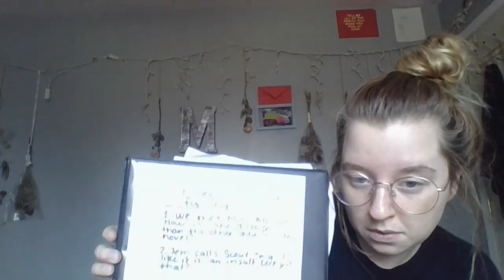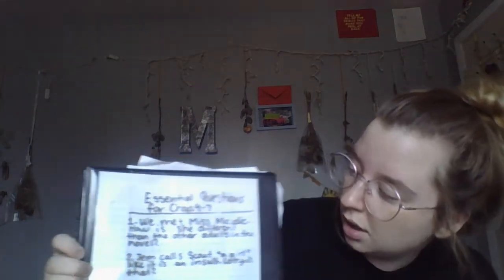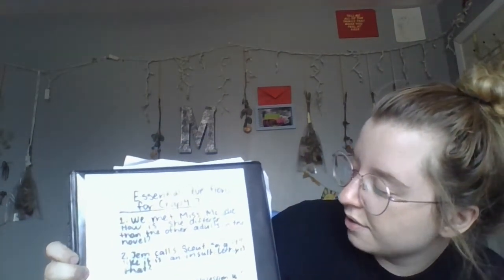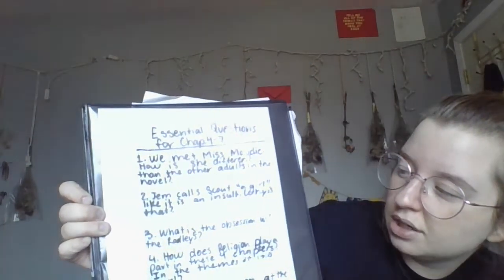1, oh boy. We meet Miss Maudie. How is she different than the other adults in the novel? So how does she differ in her interactions with the kids compared to other adults in the novel? And then 2, Jem calls Scout a girl like it is an insult. Why is that? A couple times throughout the chapters, he says, "Oh, you're acting like a girl. Oh, you're really turning into a girl."